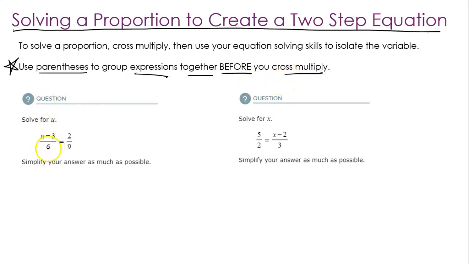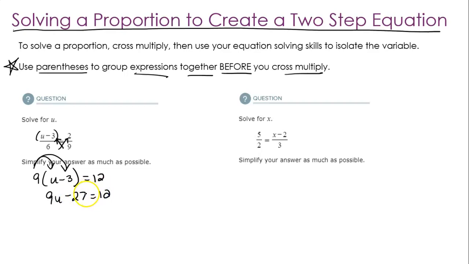So for example, these are all just whole numbers. 6, 2, and 9 are fine. But that is an expression, which means I need to multiply 9 times all of that. And I can use parentheses to help me do that. That'll help me remember that I need to do 9 times u and 9 times negative 3. So that becomes 9u minus 27 equals 12.